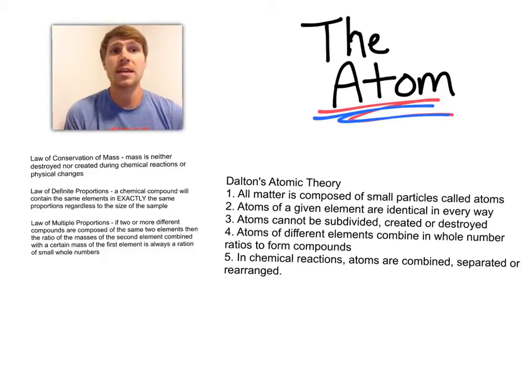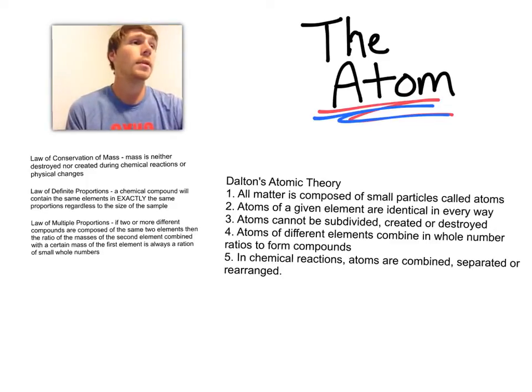The second one was that atoms of a given element are identical in every way. So every single atom of gold is exactly alike to every other atom of gold. Okay, his third one is that you can't break up an atom. So an atom is that smallest part, kind of what goes with number one. The fourth one, and this is kind of a big one: atoms of different elements combine in whole number ratios to form compounds. I'll show you an example of this in just a little bit. And then the last one, in chemical reactions, atoms are combined, separated, or rearranged, but that's it.